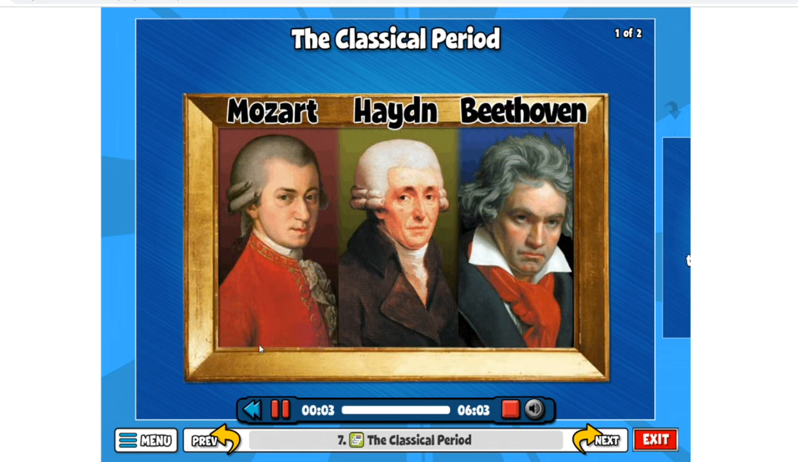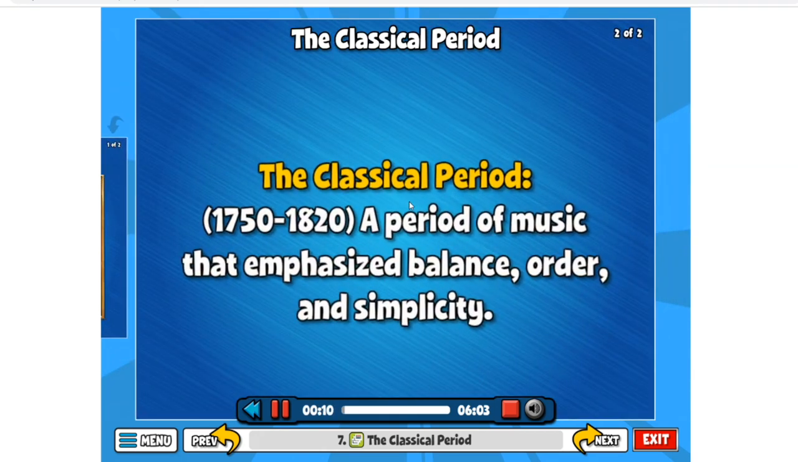The Classical period, Mozart, Haydn, Beethoven. The Classical period, 1750 through 1820, a period of music that emphasized balance, order, and simplicity.